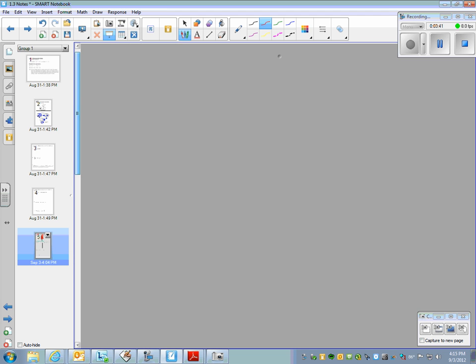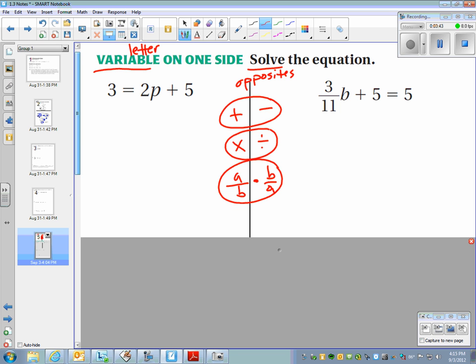So here are our first problems. 3 equals 2p plus 5. We want to get the p by itself, so we're shedding back layers. We're unwrapping an onion, taking off pieces of lettuce, whatever food analogy you want. To get rid of the plus 5, because we want the p by itself, we subtract 5. But remember, from that balance idea, whatever you do to one side, we have to do to the other. So these cross out, and we get negative 2 equals 2p.